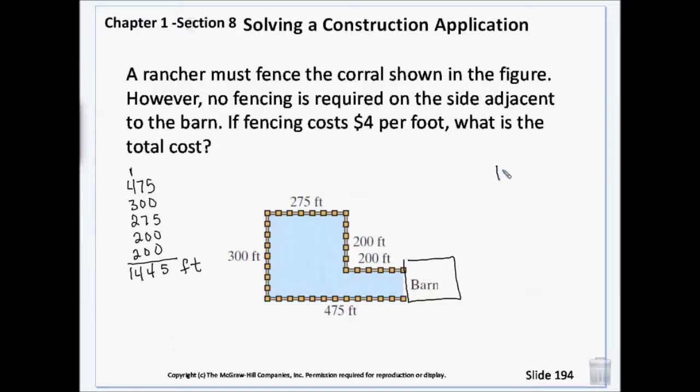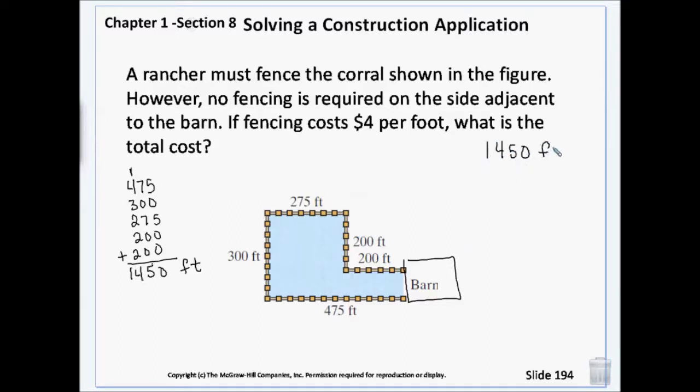And to find out how much that costs, what operation am I going to use? Oh, yes, I added all those. To find the total distance, I added the 475 plus the 300 plus the 275, 200 and 200. Oh, wait, I added wrong. 1440. 1450. I lost this 5. I only saw the 1 when I was doing that. So apparently my brain is not functioning properly today. I apologize. I think it's the computer. It's not wanting to work.